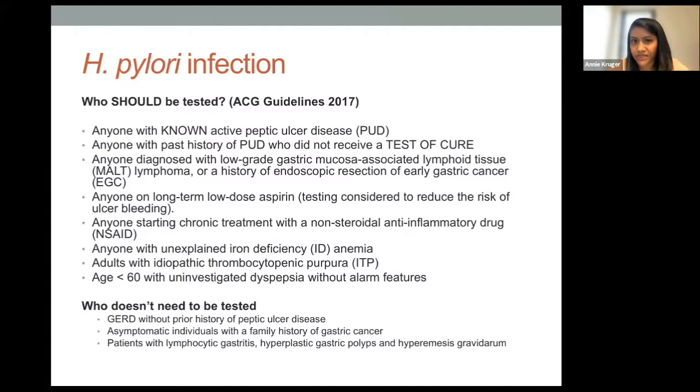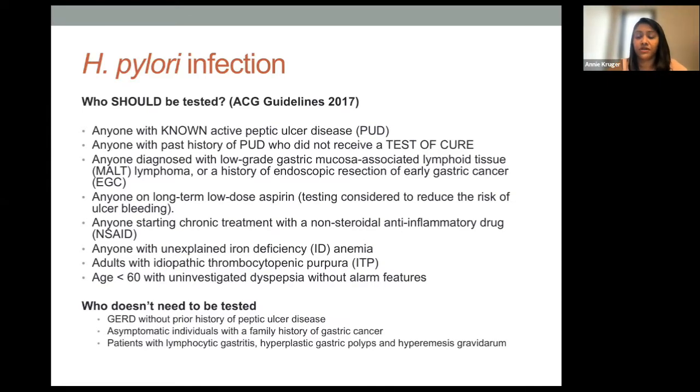Anyone with a past history of peptic ulcer disease that did not receive a test of cure, where they took a test after, and we'll talk about this in greater detail, but if they didn't get a test after they've completed therapy that showed that it was negative, then you should test them again, and if they're positive, treat them again. People who have any kind of lymphoma that they develop or early gastric cancer, you must test these people and treat them, because if the underlying cause is the H. pylori, you have a very, very high rate of survival in these patients once the H. pylori is cured.